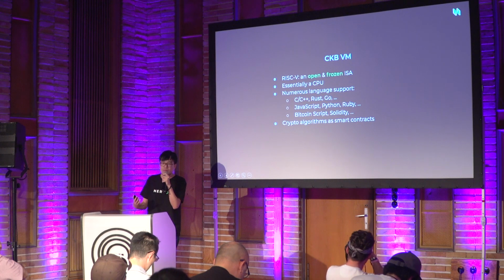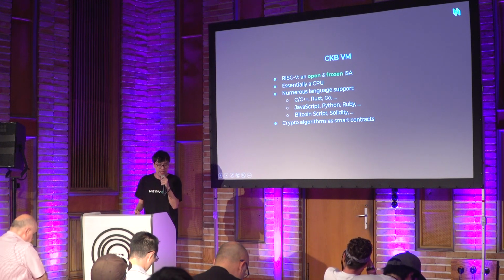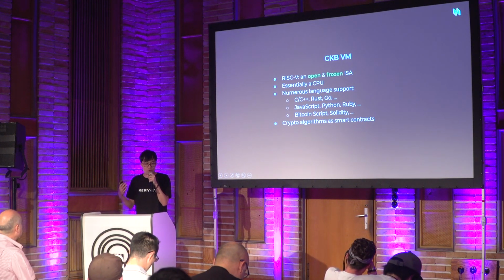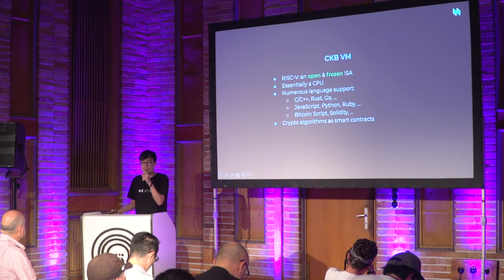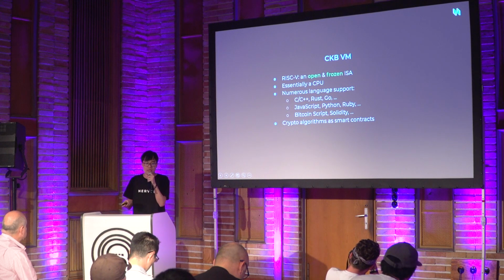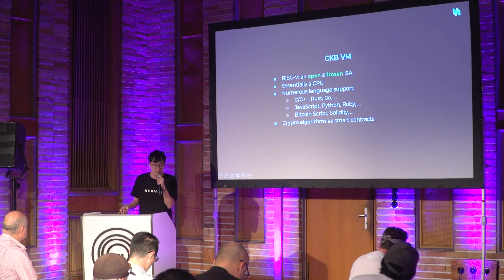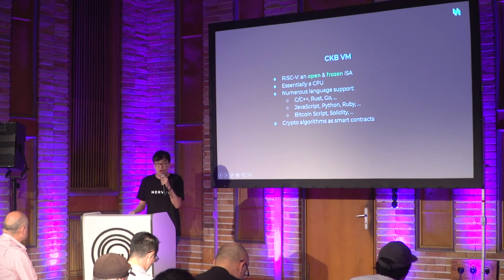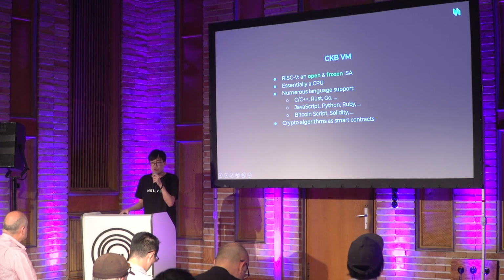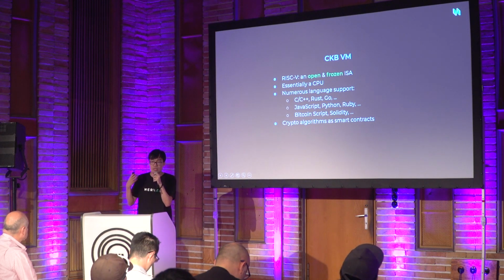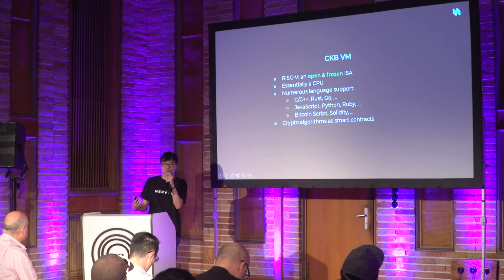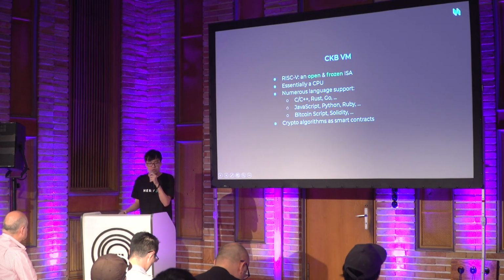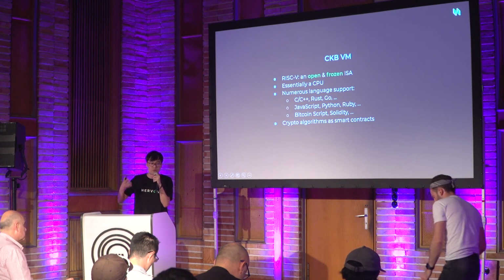we want to aim for the maximum flexibility, which means that when your virtual machine is really a CPU, it's actually the same as the CPU in our laptops. It can run all sorts of languages. You can run C++, Rust, Go. You can run higher-level languages like JavaScript, Python, Ruby. You can even compile your Bitcoin virtual machine or EVM directly and run it on CKB. This means we have the maximum amount of support.